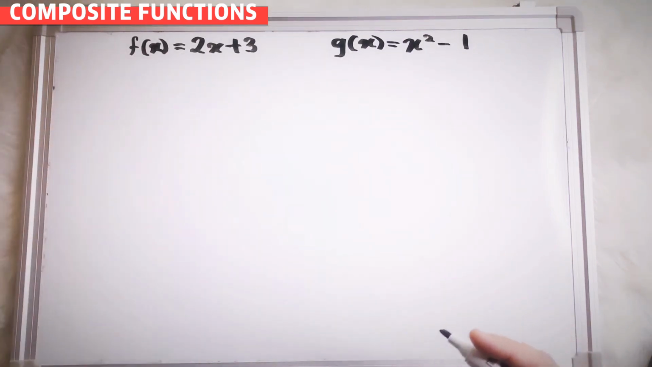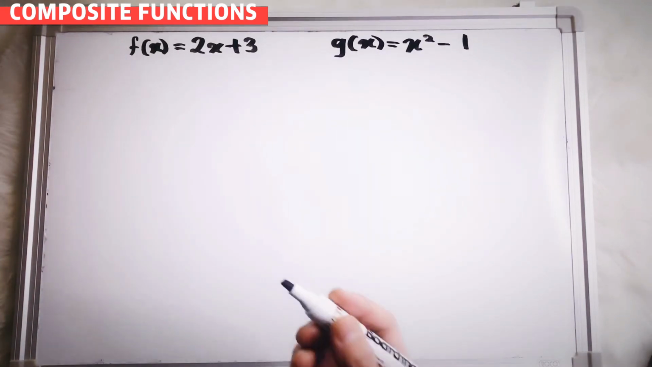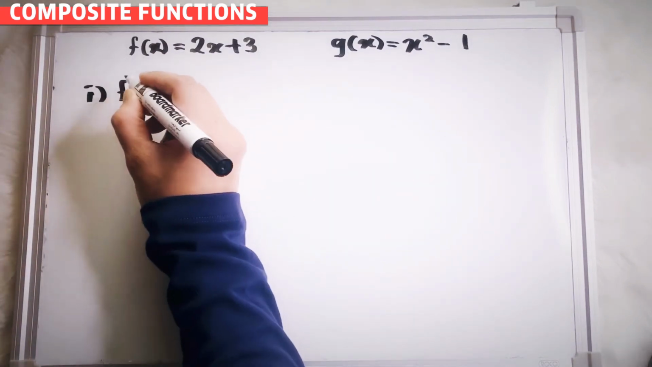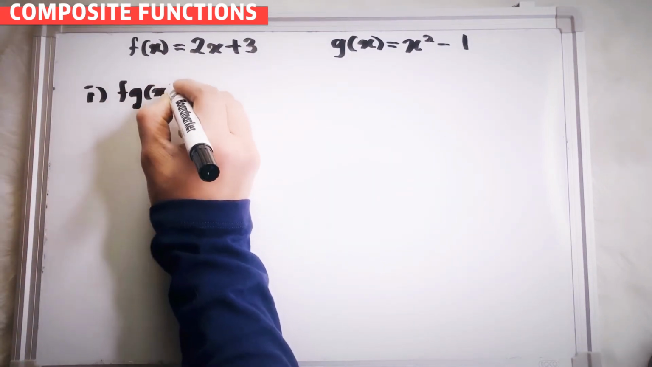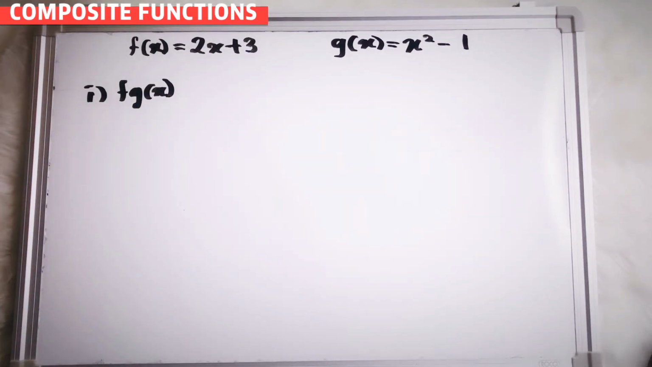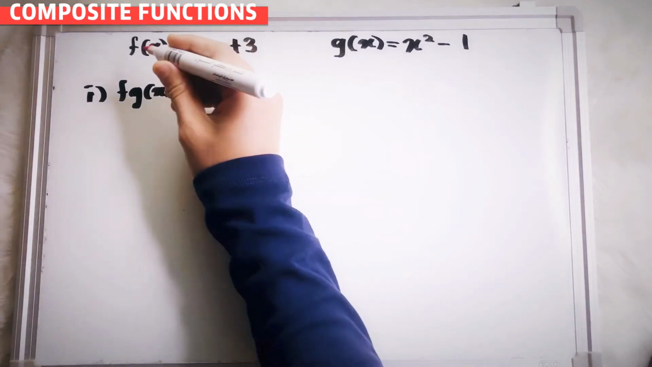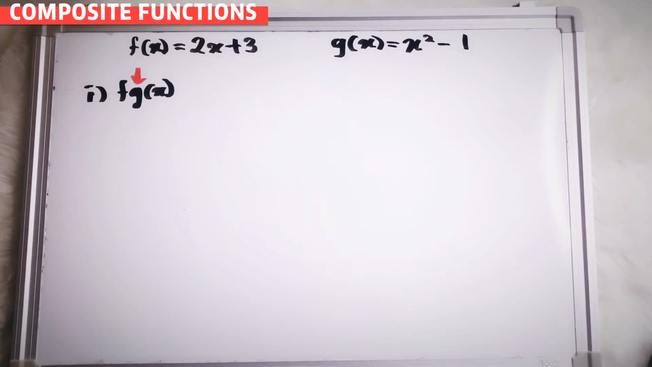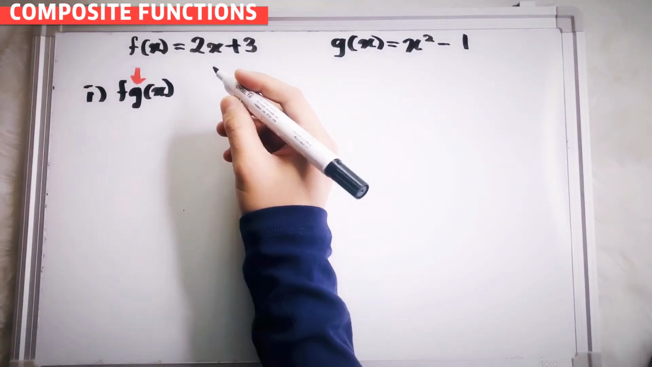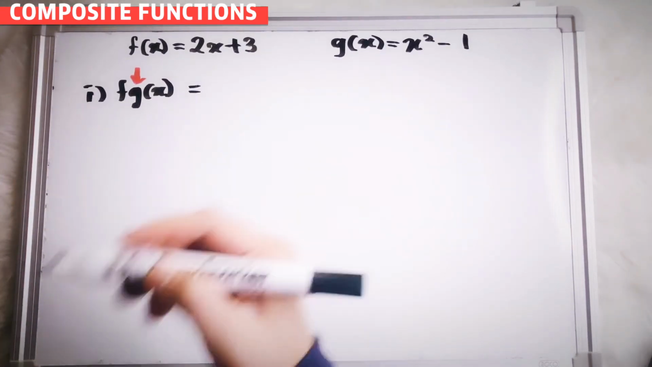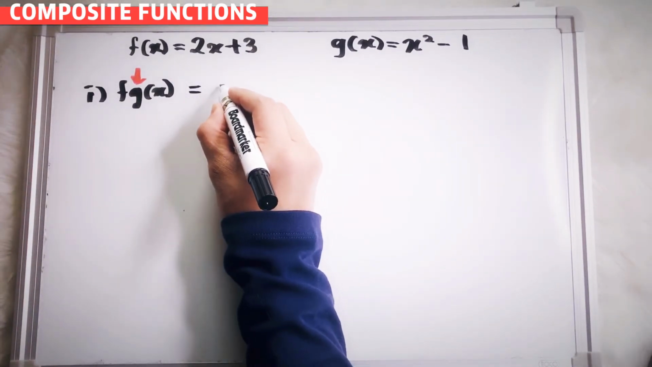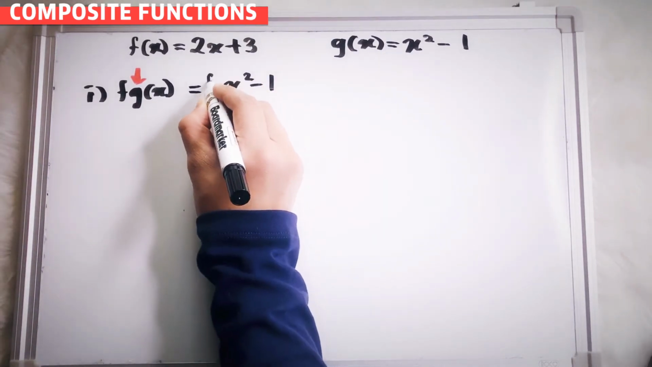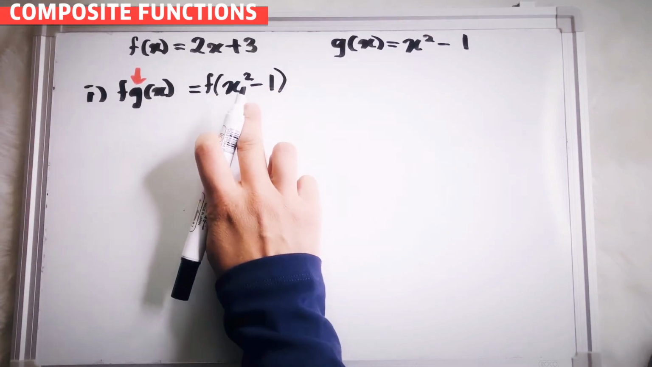Let's say here you get the f function and the g function. Now let's discuss how to find the first one, f(g(x)). How do you start? Always start from the back. So what is your g function? Your g function is x squared minus 1.